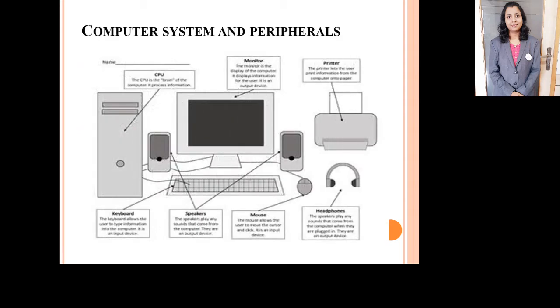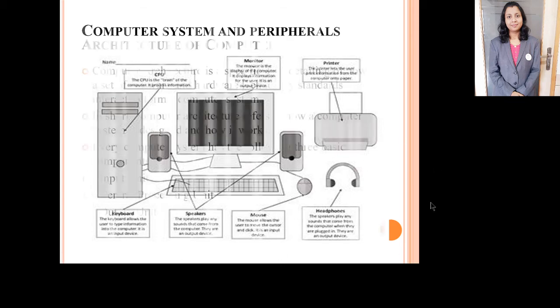Next, the computer system and peripherals. This is the basic diagram of a computer system and its peripherals. Now this is a screen. The peripherals here are the keyboard, the speakers, the mouse, the headphones, the printer. So these are the peripherals. This is a basic computer system.